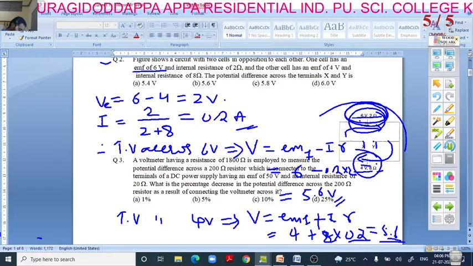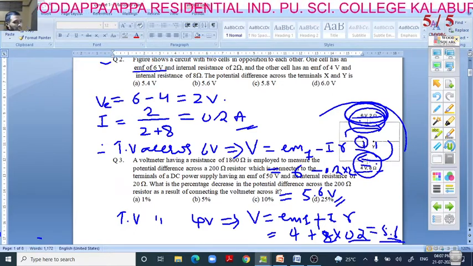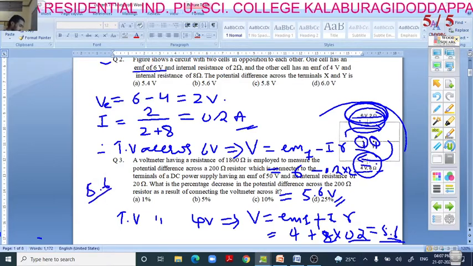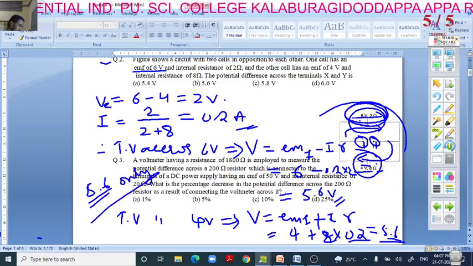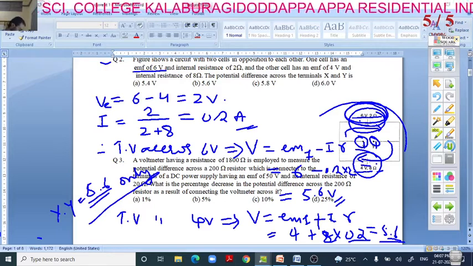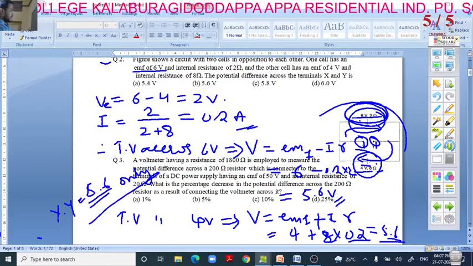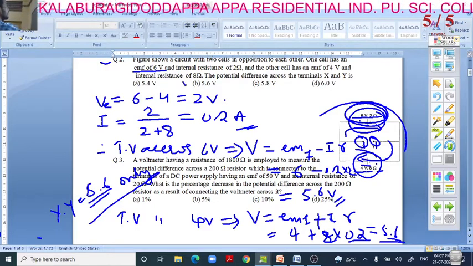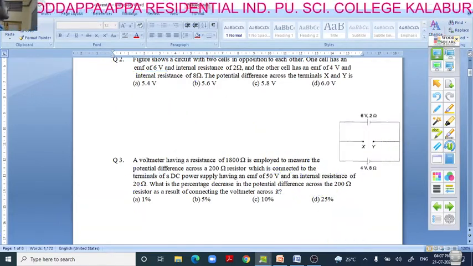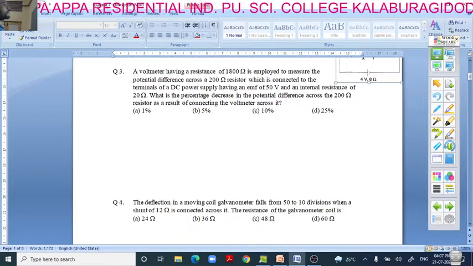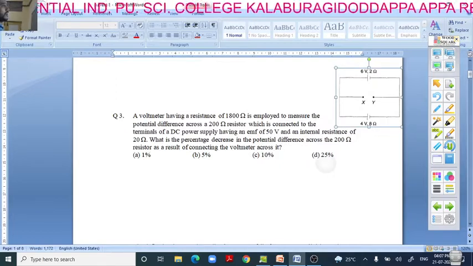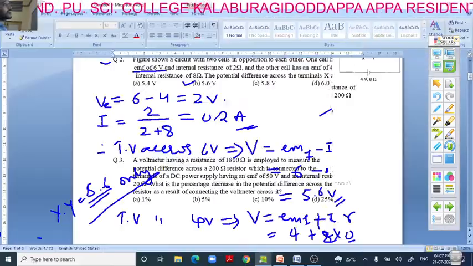Therefore the potential difference across X and Y is 5.6 only. Across X and Y is 5.6, right? So our option is 5.6 volt potential difference. Next, okay, question number 3.